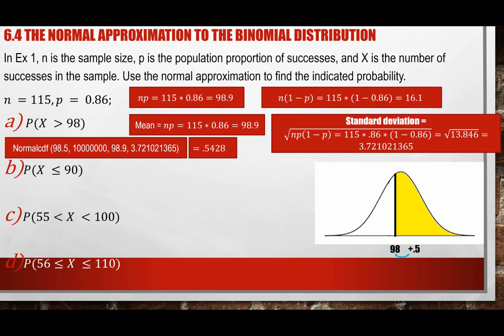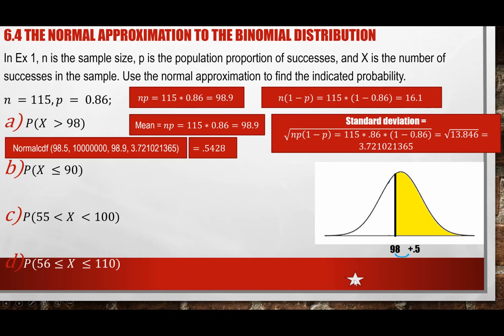Any questions on A? Let's do B, and then see if you have questions. Looking at this, same idea, same information. Now they ask you to find the probability of X less than or equal to 90. So how do we find that?